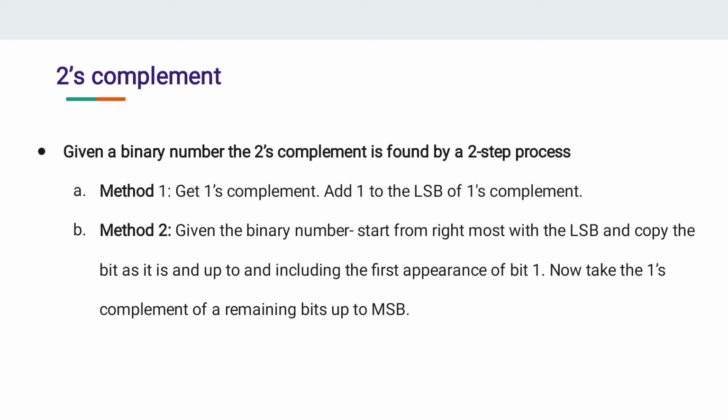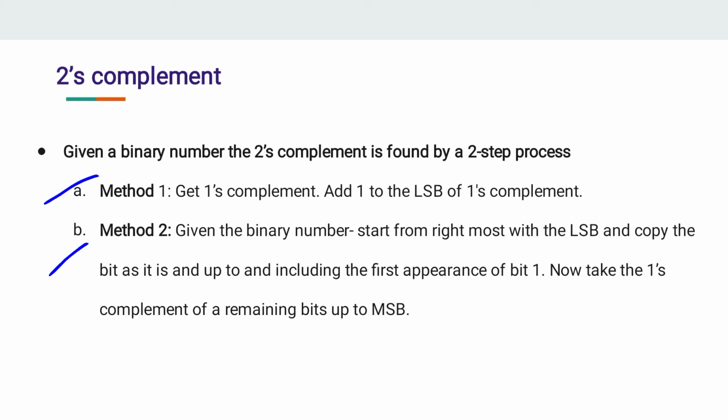So next is the twos complement. In the twos complement we have two methods. One method is, first we get the ones complement of the given binary number, then add 1 to the LSB of the ones complement. So we add 1 to the LSB of the ones complemented output, then we will get the twos complement. So this is method 1.